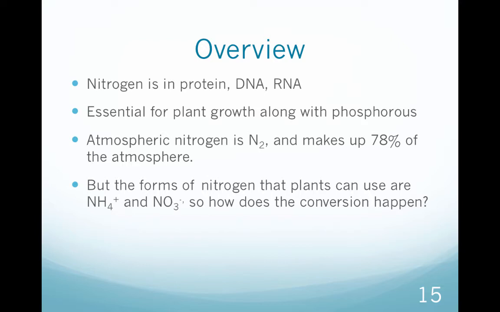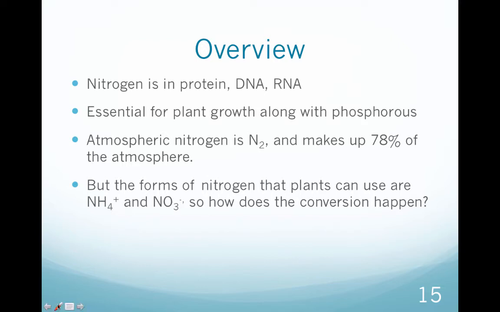You find nitrogen in proteins, in DNA, and RNA, and plants are the way that we get the nitrogen that we need to survive. The form of nitrogen that plants can use are NH4+, which is called the ammonium ion, and NO3-, which is called the nitrate ion. How does this happen? A couple of different ways.